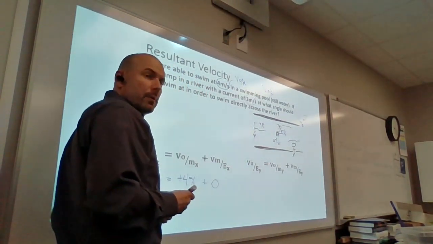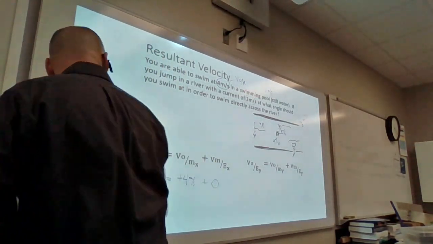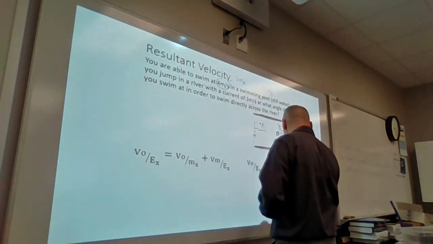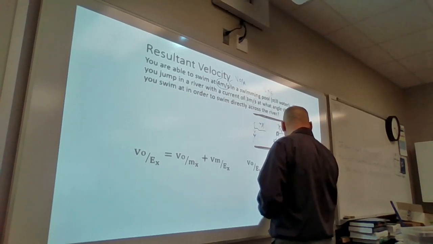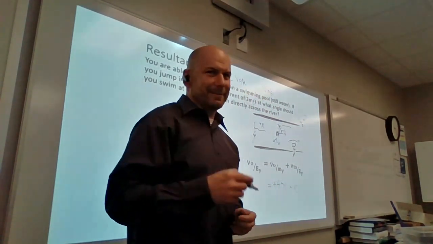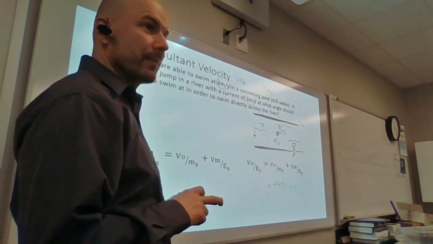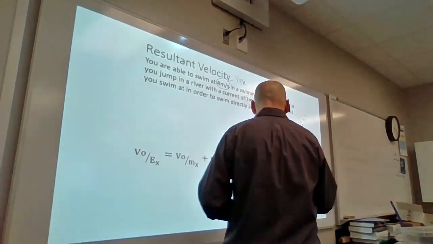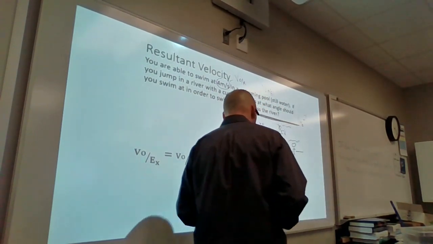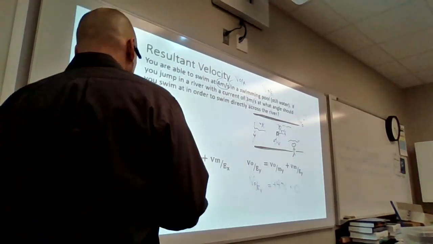In the x direction, isn't it the person is on the... Oops, thank you very much. Let's switch this over to the y direction. So positive 4 meters a second plus 0 in the y direction. So the velocity of the object relative to the Earth in the y direction is 4 meters a second.